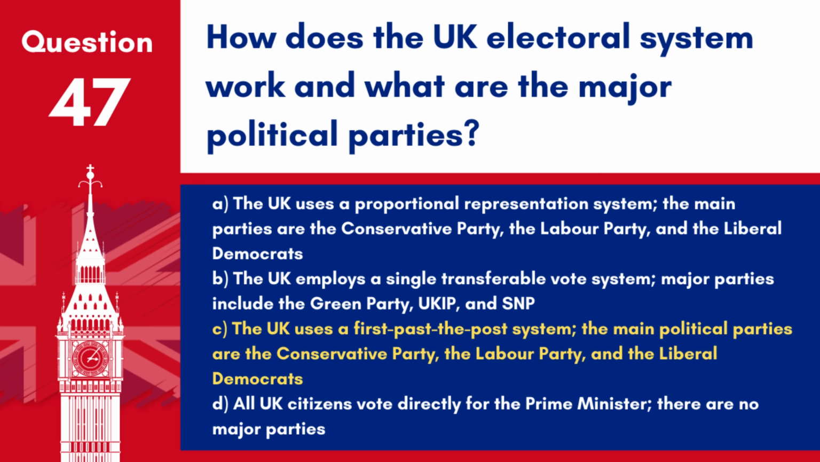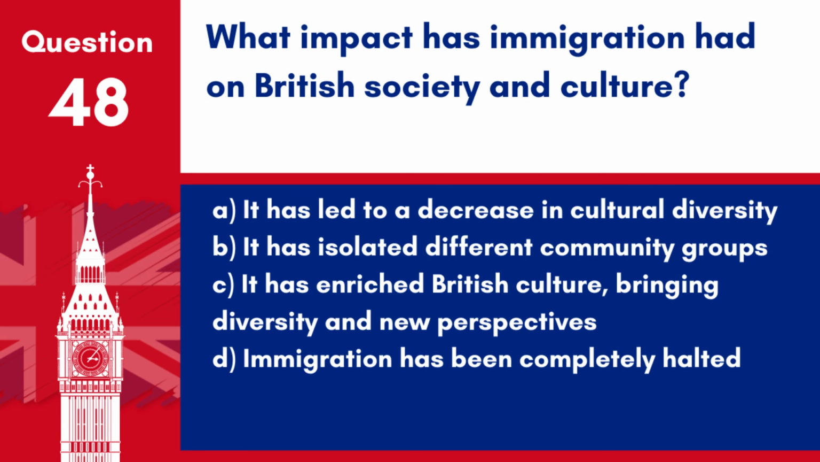Answer: C. The UK uses a first-past-the-post system. The main political parties are the Conservative Party, the Labour Party, and the Liberal Democrats. In general elections, voters choose a local representative for their constituency, and the party with the majority of seats usually forms the government. Question 48. What impact has immigration had on British society and culture?